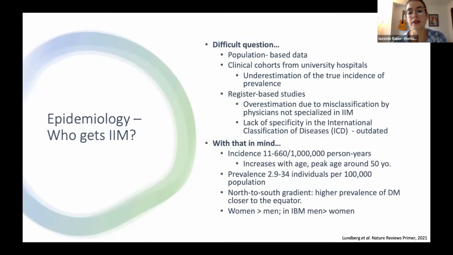So with that in mind, the incidence is up to 660 per 1 million person-years, increases with age, peaking around 50 years old. The prevalence is anywhere between 3 to 34 individuals per 100,000 in the population. And be mindful that these studies were done in North America, some Asian countries, usually China and Japan, and also European countries. So we have underrepresentation of South America and Africa here.